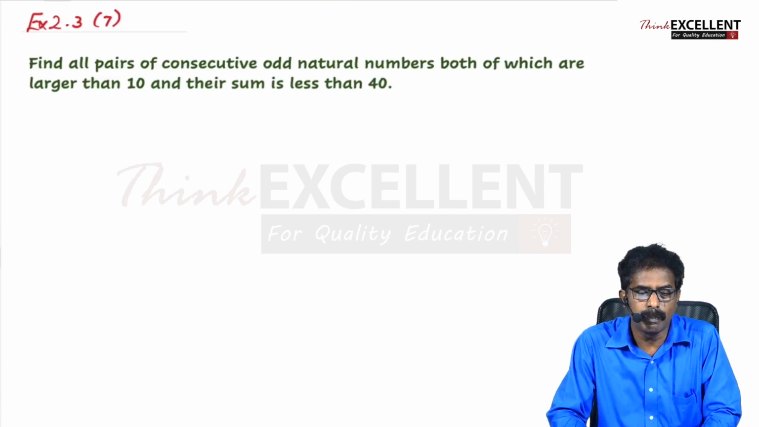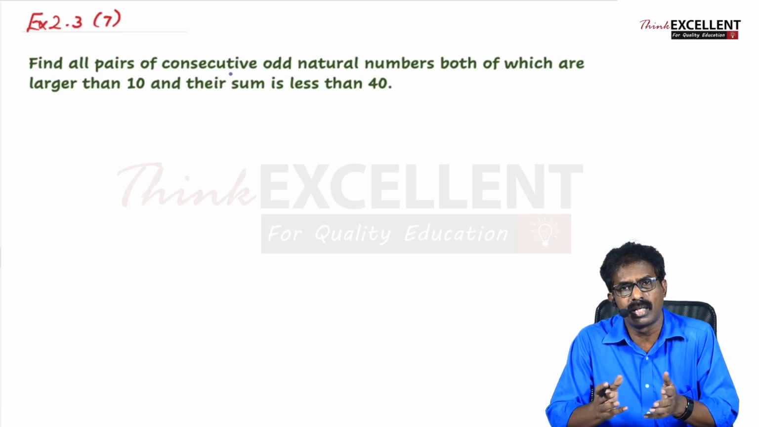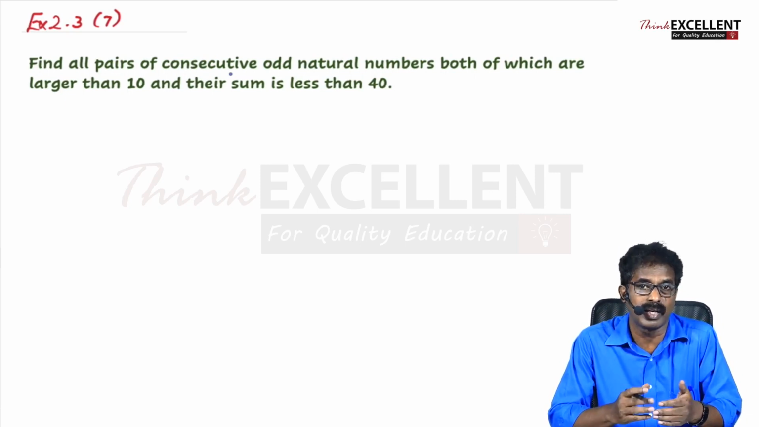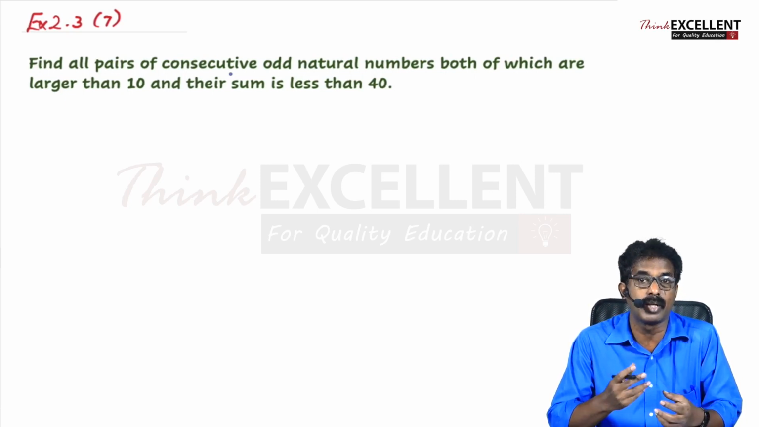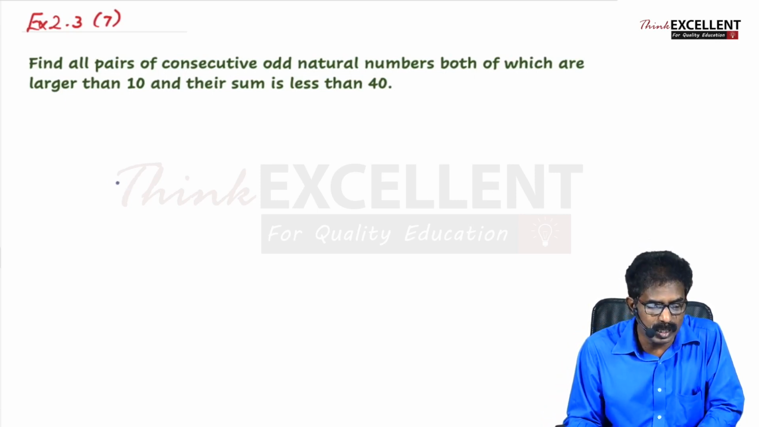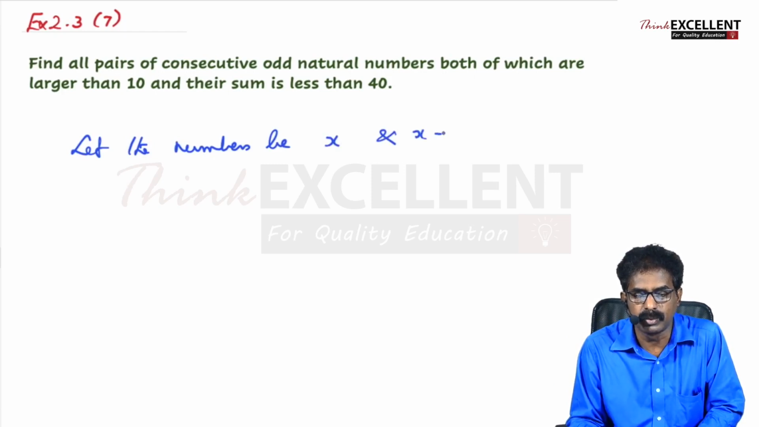Find all pairs of consecutive odd numbers. Consecutive odd numbers mean what? Suppose one number is 5. What is the next odd number? 7. One number is 11, the next odd number is 13. So if you know one number, for the next number you add 2 more, right? So for 2 consecutive odd numbers, let the numbers be x and x plus 2.